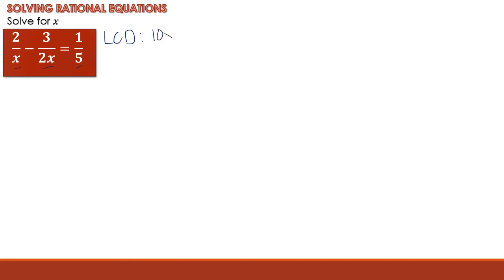Yes, 10x. Pag sinabing LCD, ito yung expression na pwede mong i-divide sa kanila para merong makancel na pare-parehas. So, first step, sabi kanina, ay multiply everything by the LCD. So, we have 10x times 2 over x minus 10x times 3 over 2x equals 10x times 1/5.